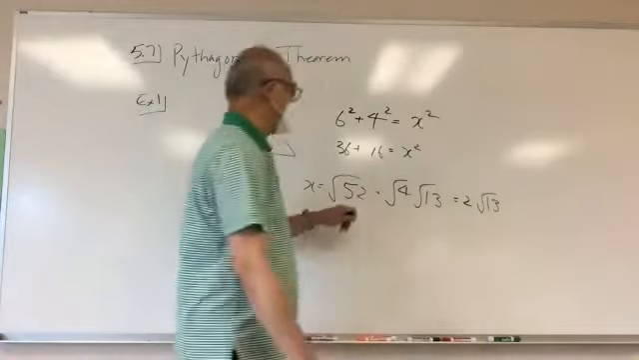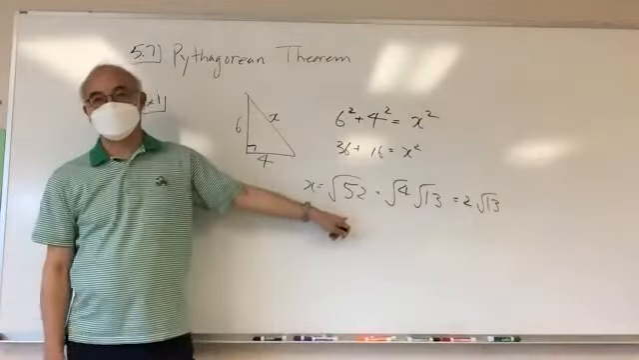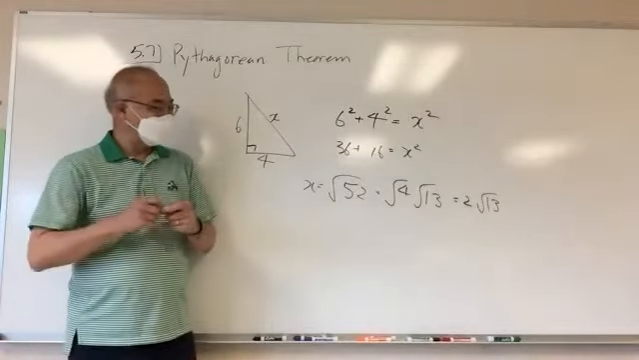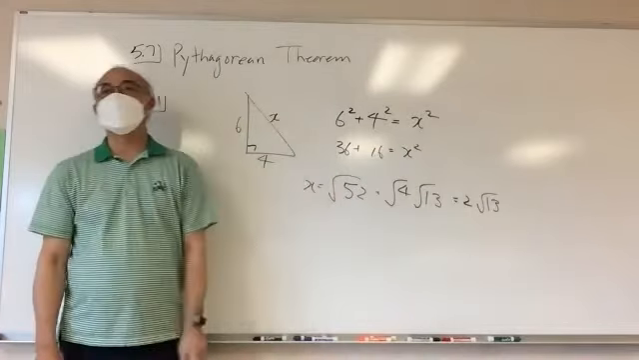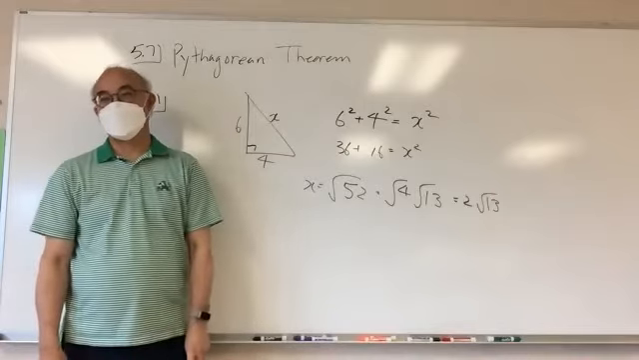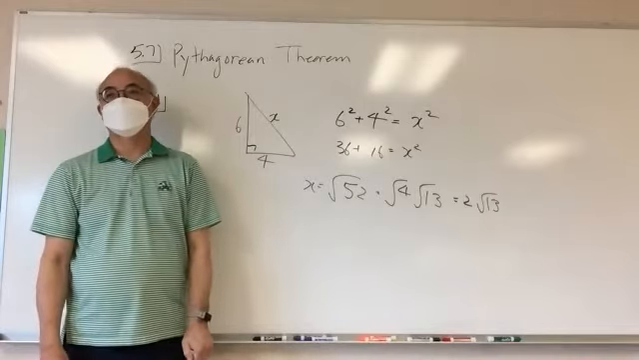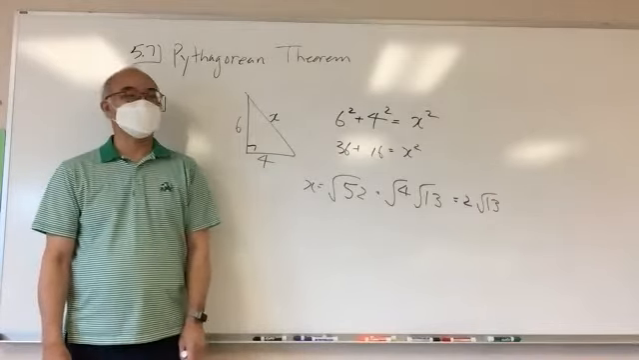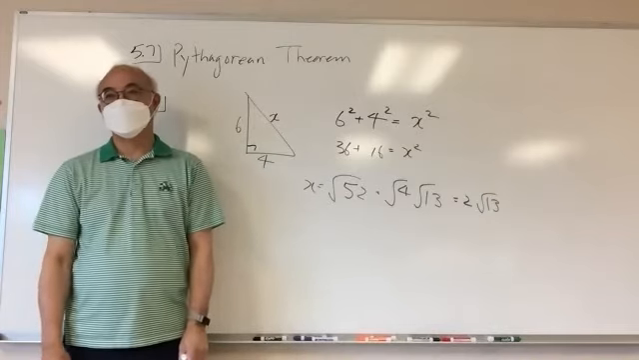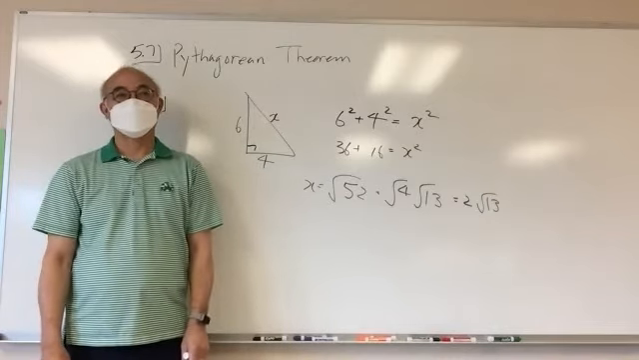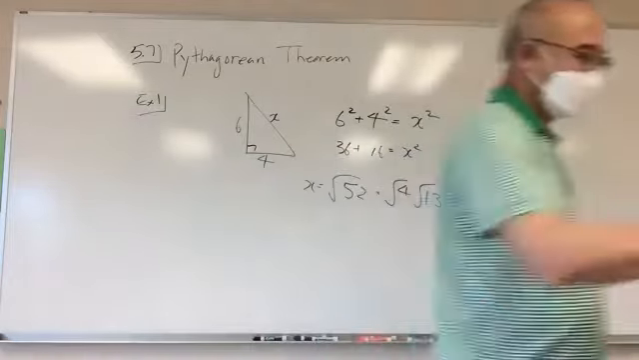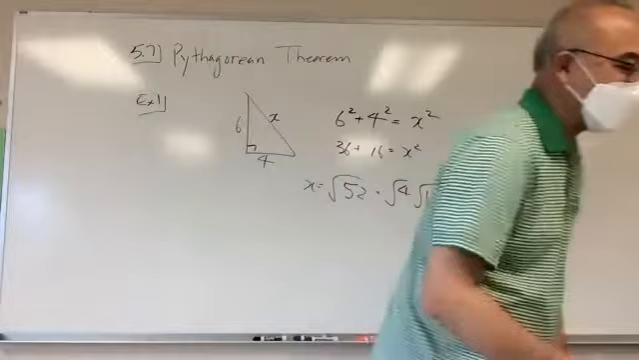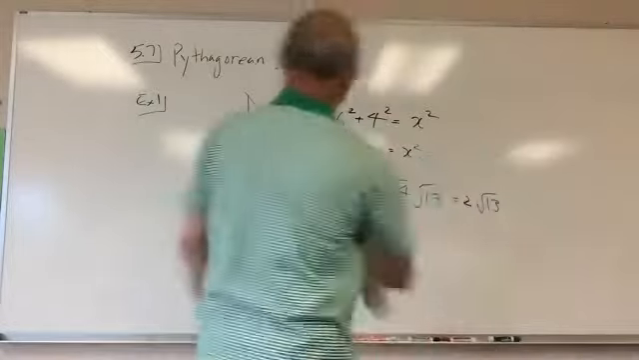If you wrote this as root 52 and did not do the next step, I would begrudgingly give you full credit in geometry. You come to my honors pre-calc class, not happening. Okay? Okay? Just giving you what my expectations are. Okay? All right.